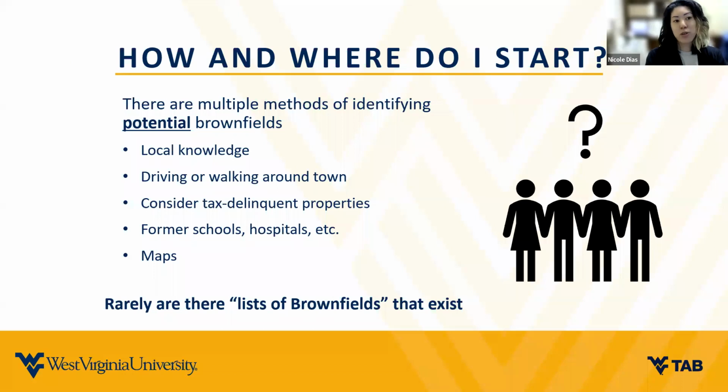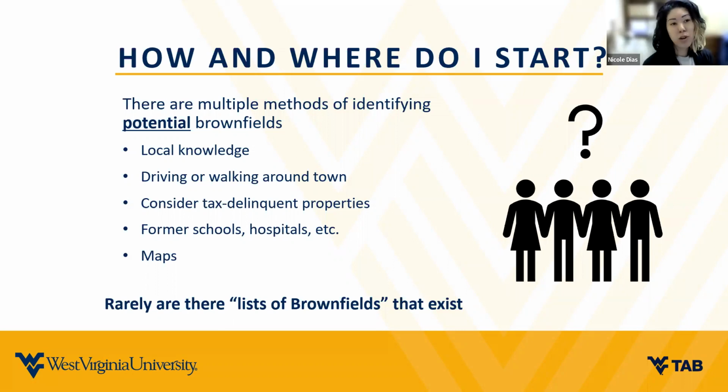All right, so you're ready to compile your brownfields inventory. How and where do you start? There are multiple methods of identifying potential brownfields. Unfortunately, there is not really a list on the internet where you can Google brownfields in my community. There's no list that will pop up, but that being said, it is easy to identify potential brownfields in your communities simply by driving or walking around the town.